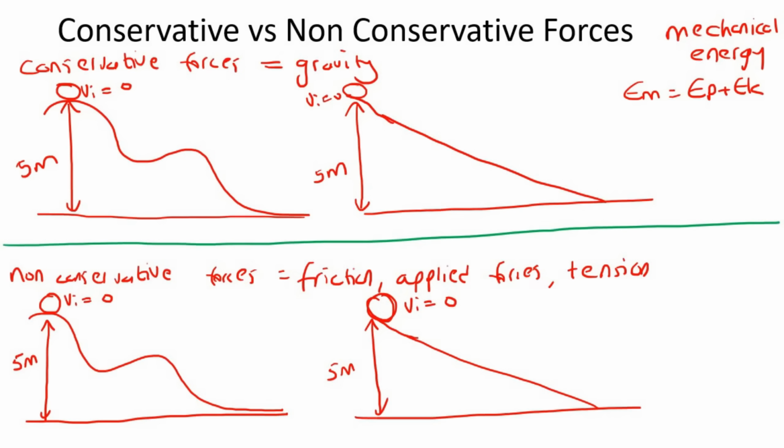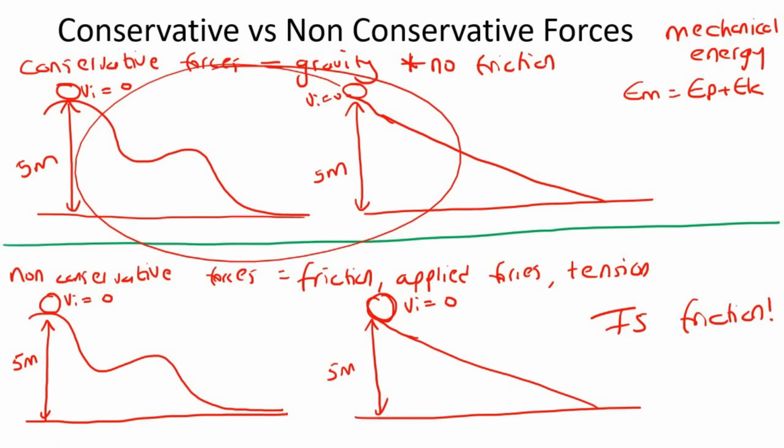By the way, I should have mentioned that in this one there's only gravity, okay? So there's only gravity acting on this object. There is absolutely no friction over here. But in these scenarios, there will be friction. Okay, and then here there's no friction.